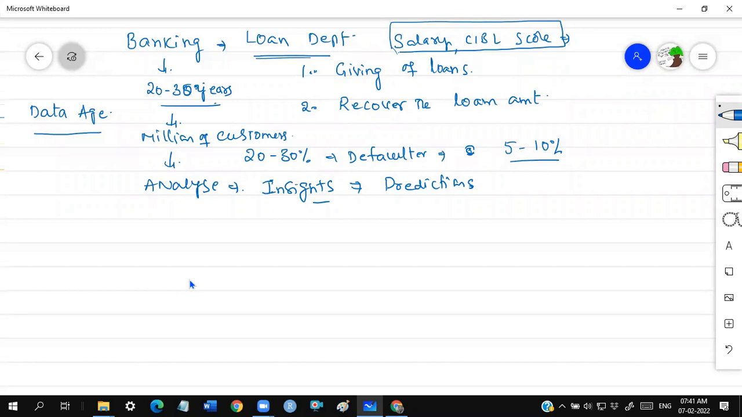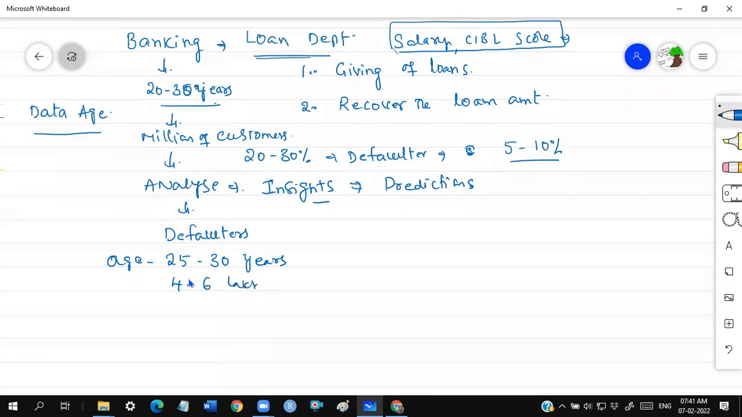For example, a person with these particular characteristics is like this. Let us say this is a small story from these customers. What are the characteristics of defaulters? Their age is between 25 and 30 years. The loan amount is between 4 and 6 lakhs. And the loan duration is around 3 to 4 years.